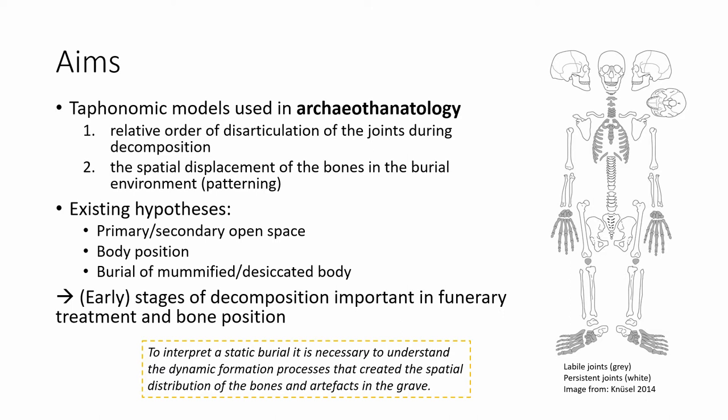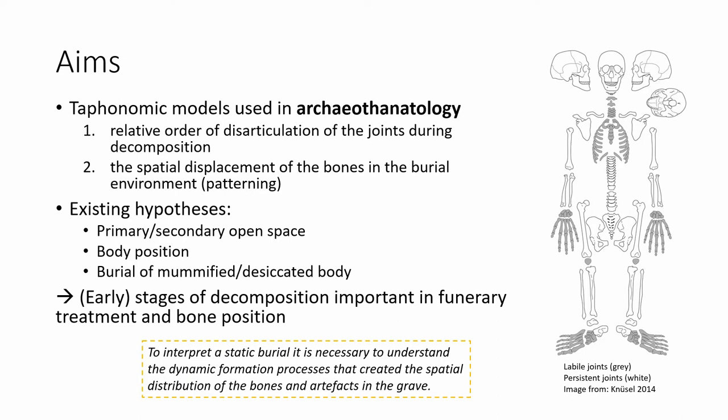There are two main models that are used in this field that I'm interested in assessing by studying actual decomposing bodies. Firstly, the idea that there is this order of disarticulation that Clara already spoke of, that certain bones, and we see the same image from Christopher Knüsel on the side here, disarticulate in a specific order, some of them earlier than others. And this idea that once the bones have disarticulated at the joints and they are free to move around if there is enough open space to do so, that will lead to specific patterning in how the bones end up and how we recover them as archaeologists.